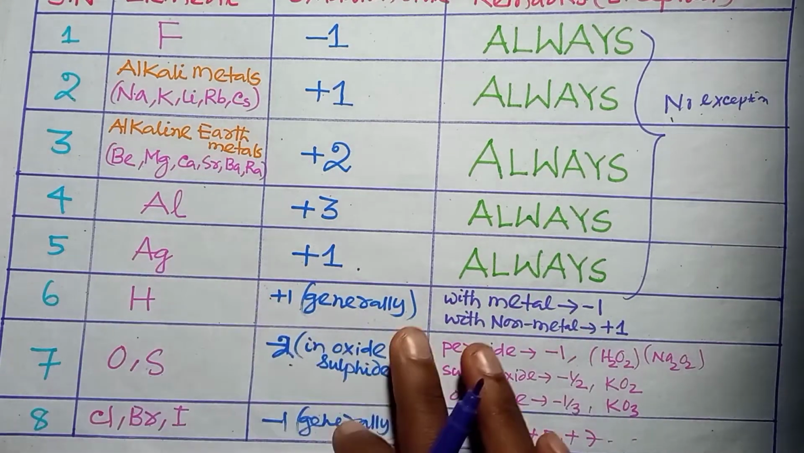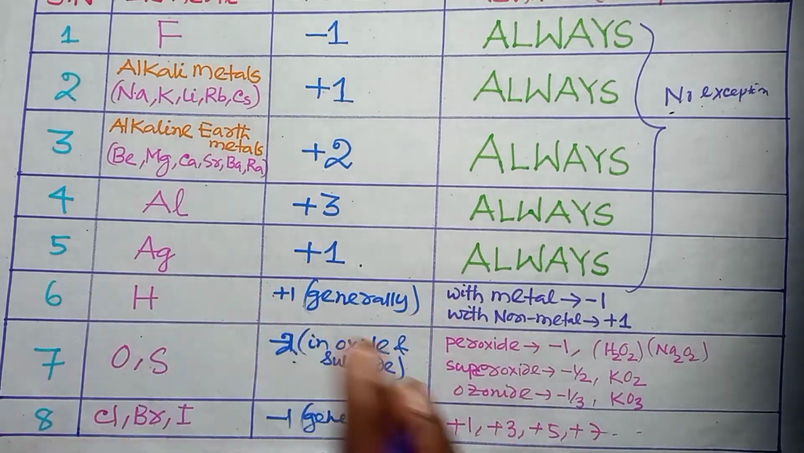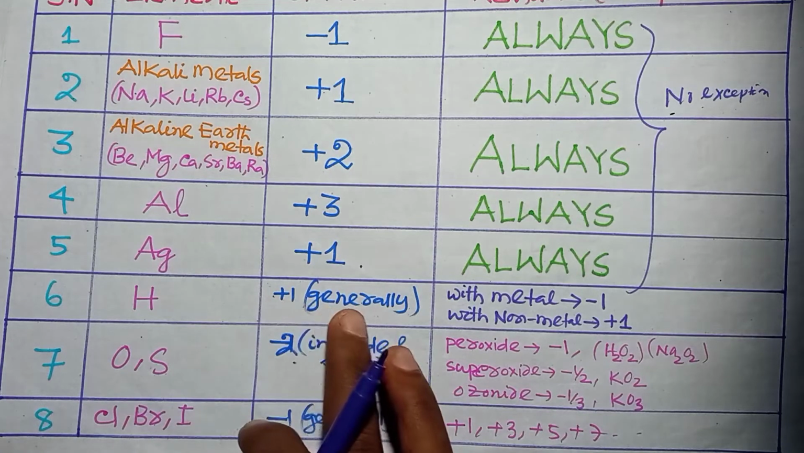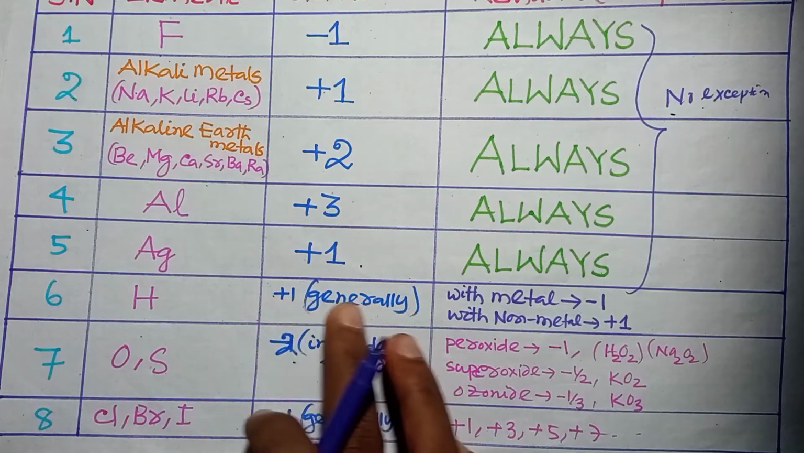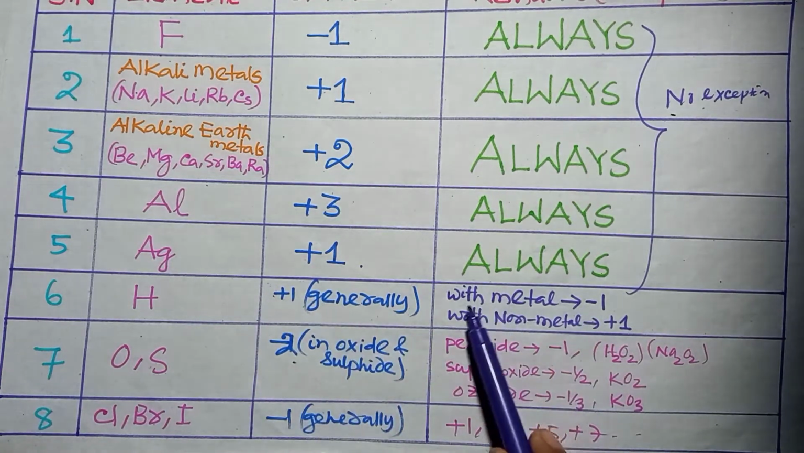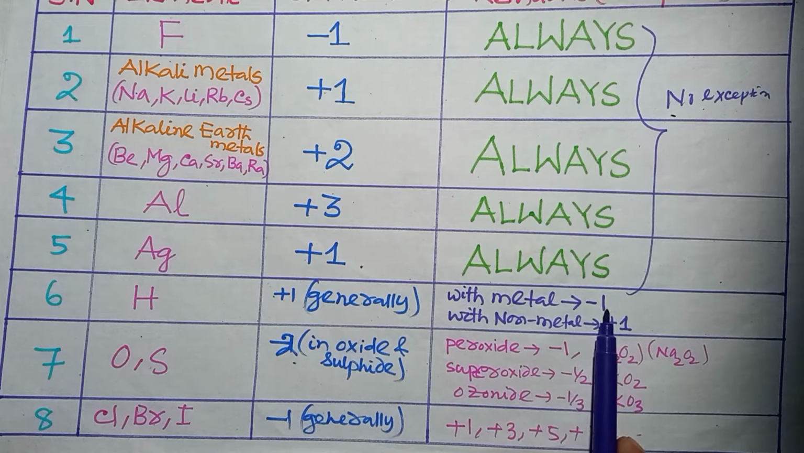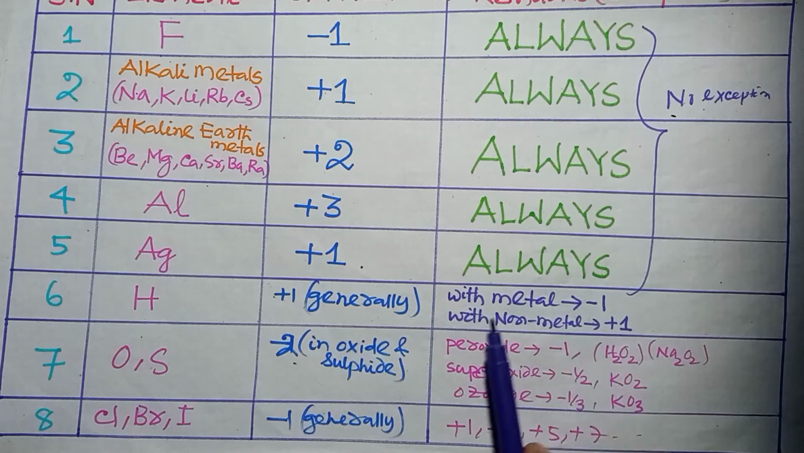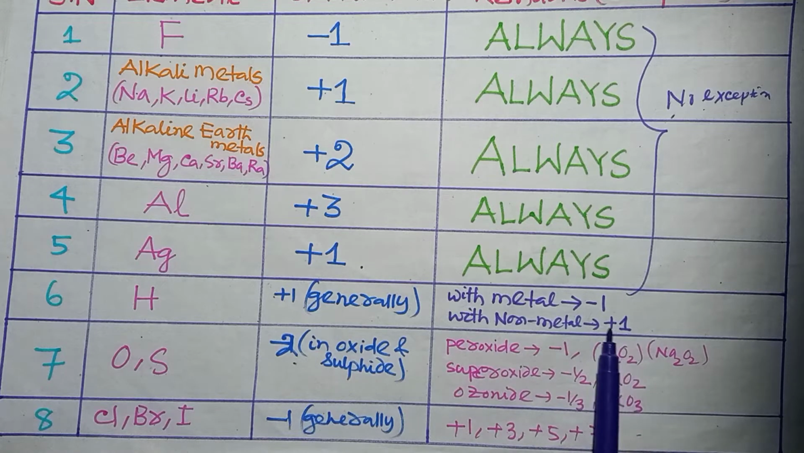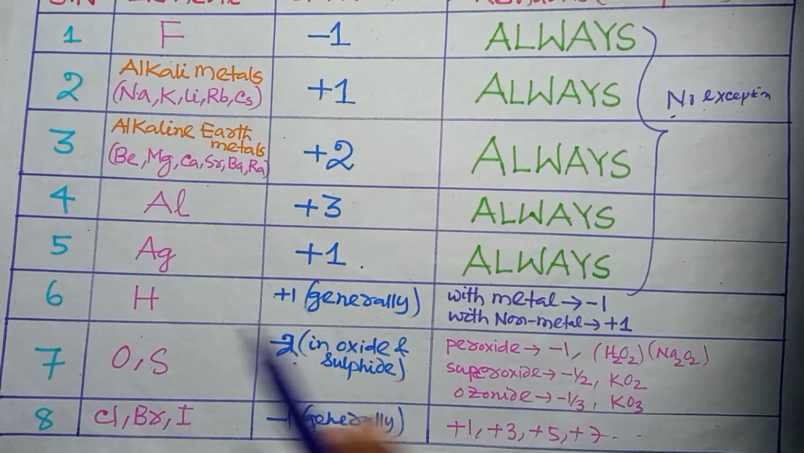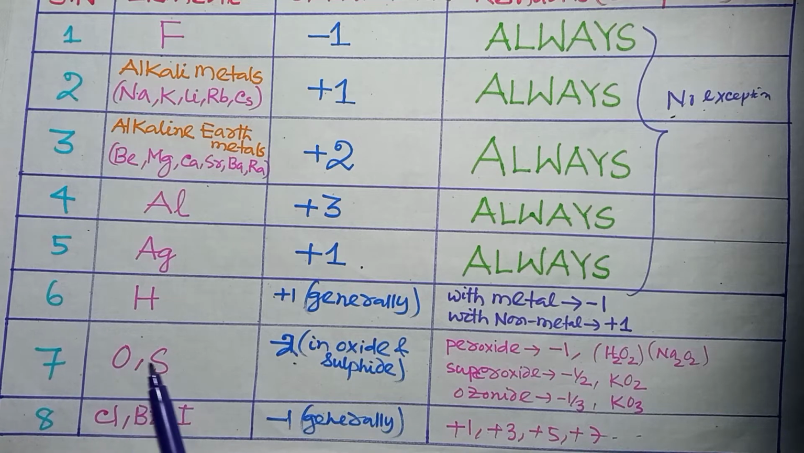Now next comes the element hydrogen, and hydrogen has an oxidation state of +1 generally. When hydrogen is bonded with a metal, it has an oxidation state of -1, and with a non-metal, it has an oxidation state of +1.